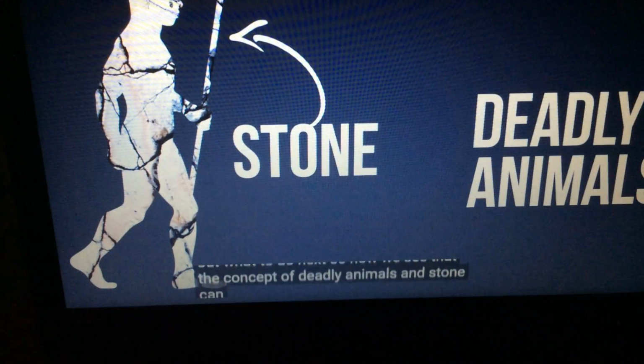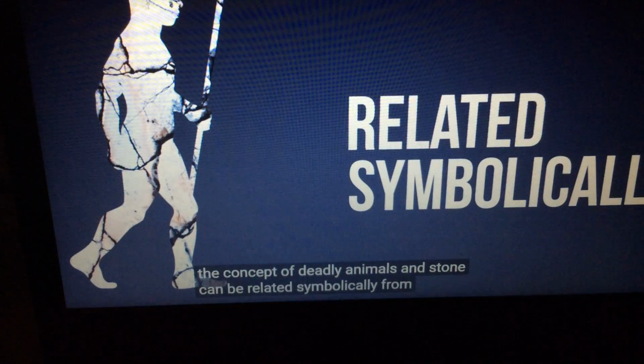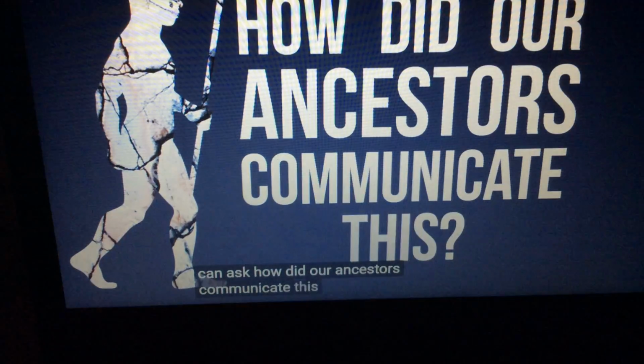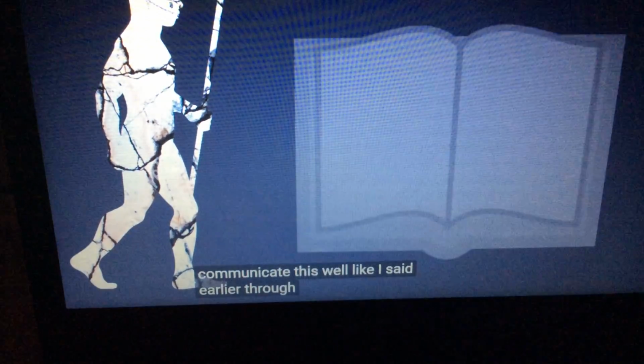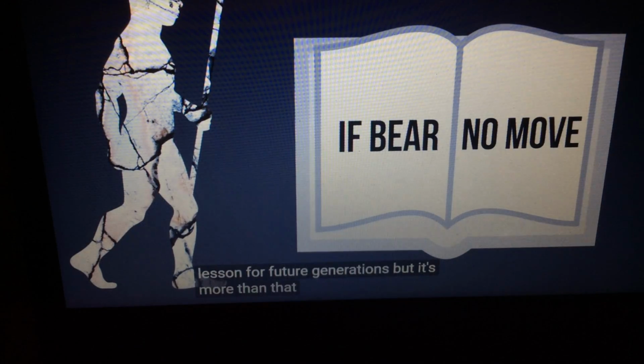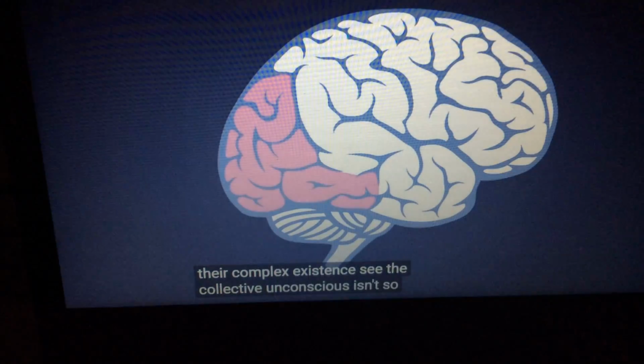So now we see that the concept of deadly animals and stone can be related symbolically from an evolutionary point of view, and then we can ask, how did our ancestors communicate this? Well, like I said earlier, through story. It's kind of a lesson for future generations, but it's more than that. It's how our forebears conceptualized their complex existence. See, the collective unconscious isn't so crazy after all.